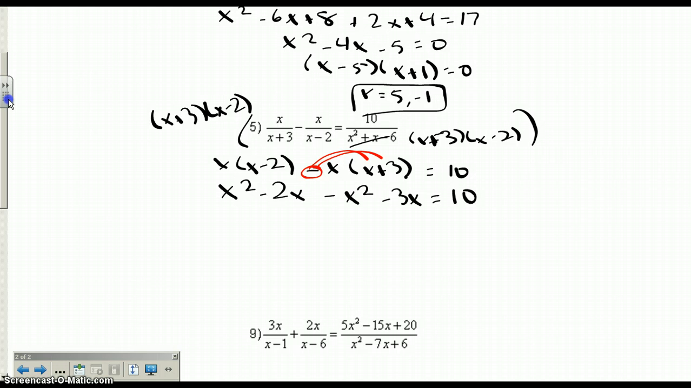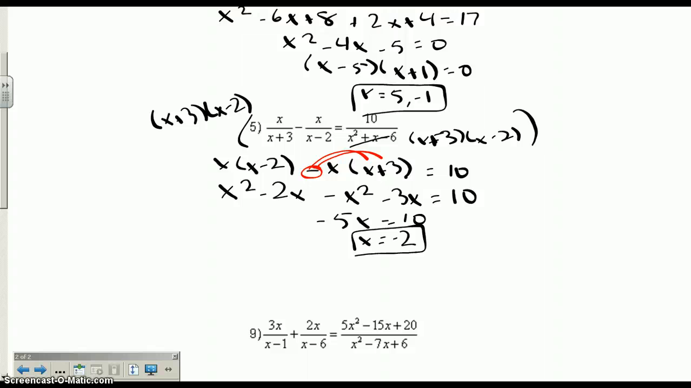So now let's move everything to one side. X squared minus x squared, well, that's 0. So I'm left with just negative 5x equals 10. And just divide by negative 5, I get x equals negative 2. Plug it back in, and it actually works. Okay, no zeros in the denominator.